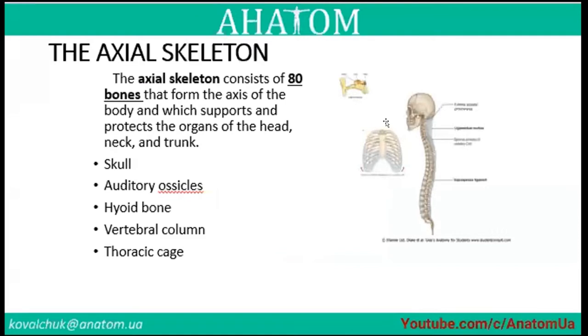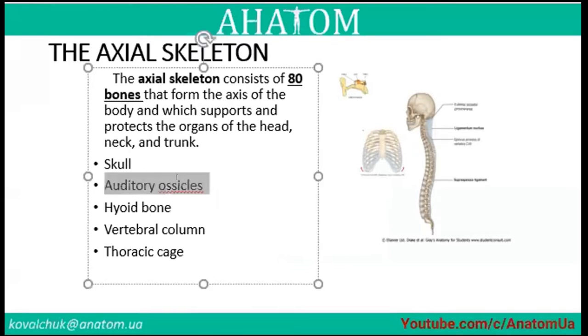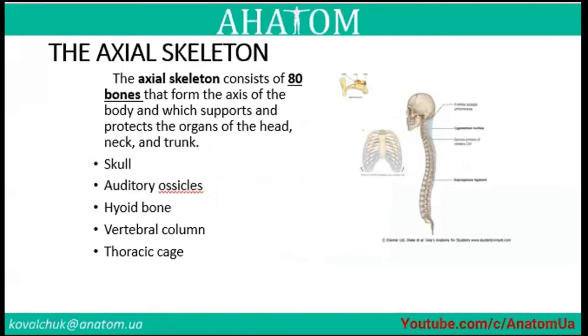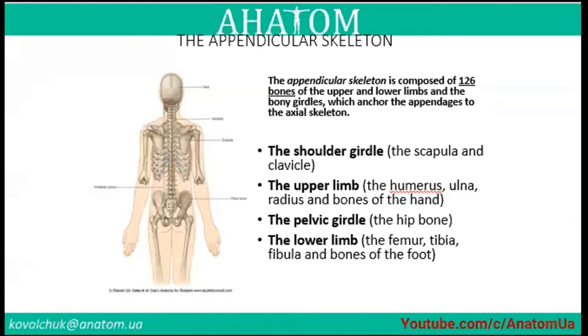The axial skeleton consists of 80 bones: skull, auditory ossicles, which are the smallest bones in the human body, and these three bones do not change during life. A newborn has the same size as an adult. Hyoid bone, one bone located in the neck, vertebral column, and thoracic cage. Appendicular is the upper limb and lower limb.